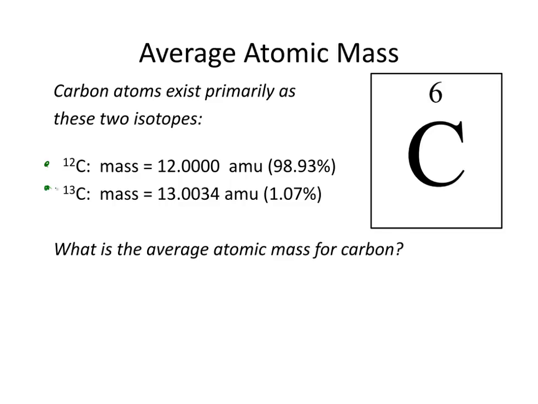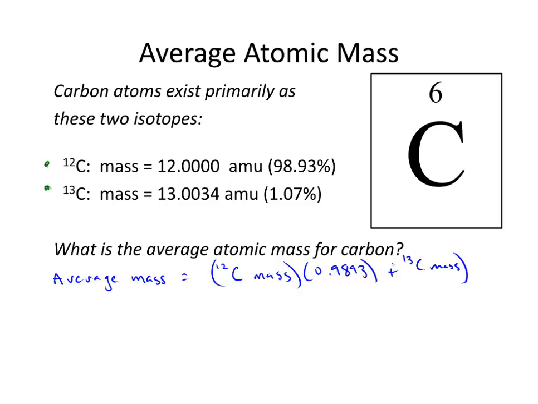What we're going to do is calculate this as a weighted average. That is, we're going to take the mass of each isotope times its relative abundance expressed as a decimal. So the average mass is going to be equal to the mass of C-12 times its percentage, plus the mass of C-13 times its percentage. And notice the percentages are expressed as decimals.